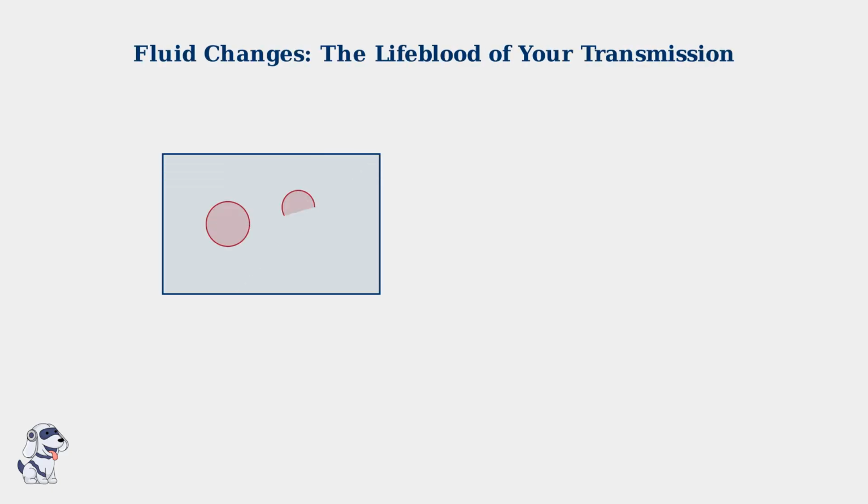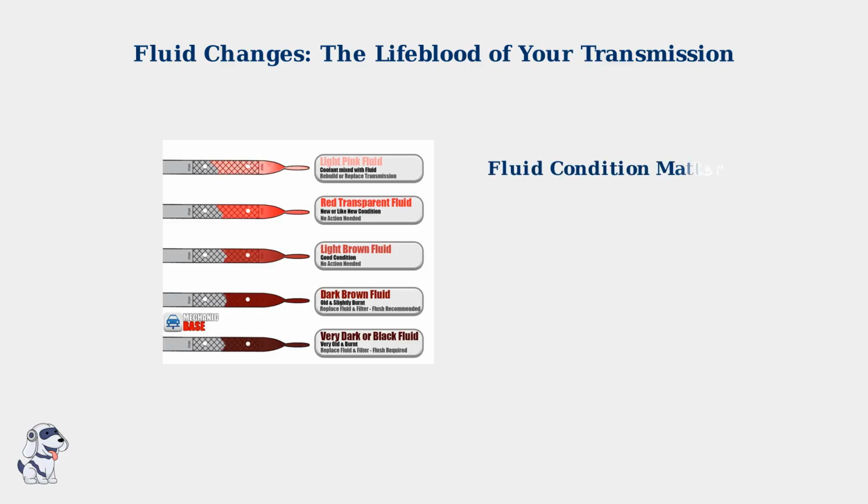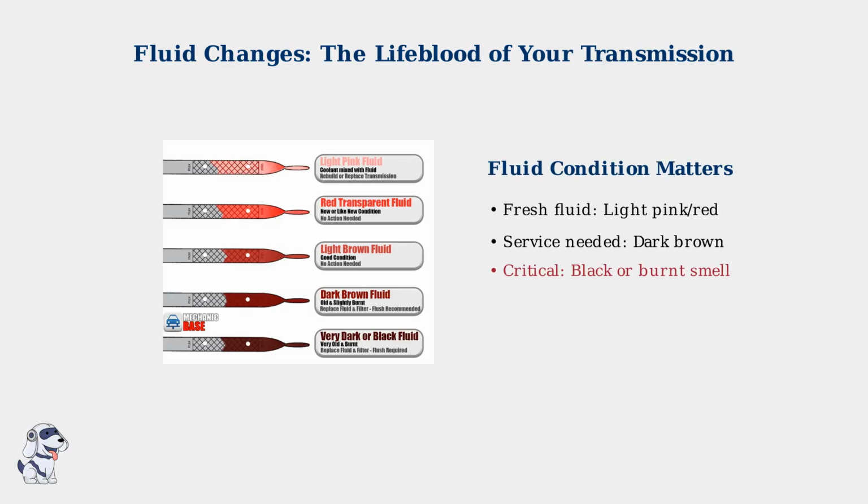Transmission fluid is truly the lifeblood of your transmission. It lubricates moving parts, transfers power, and keeps everything running smoothly. Without proper fluid maintenance, even the best transmission will fail prematurely. The condition of your transmission fluid tells you everything about its health. Fresh fluid should be light pink or red in color. As it ages and breaks down, it becomes darker. Dark brown fluid needs attention, while black or burnt-smelling fluid indicates serious problems.